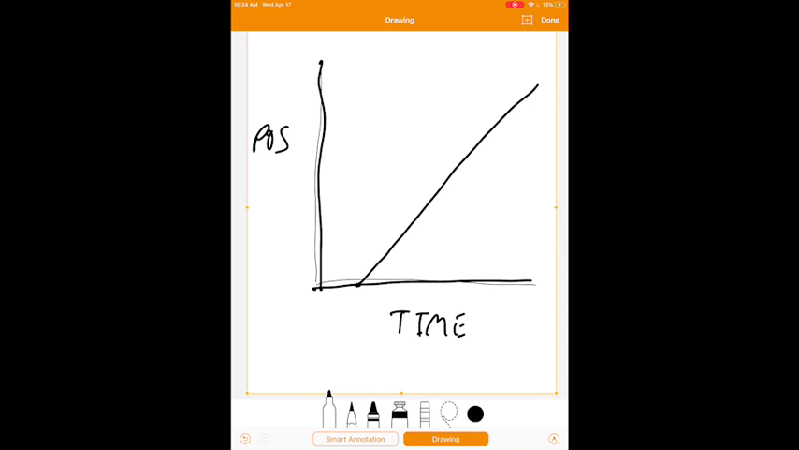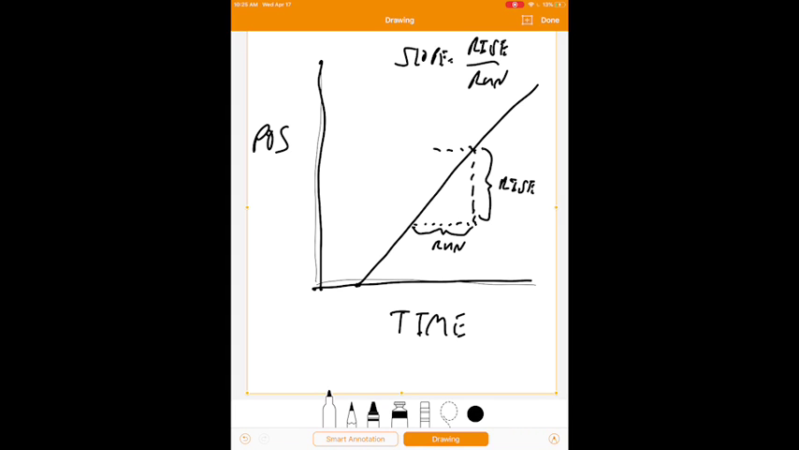Okay, now we want to know the slope. If you recall from math class, slope is rise over run. Rise over run. So here's your rise, and here's your run. Now, what do those mean in this graph?